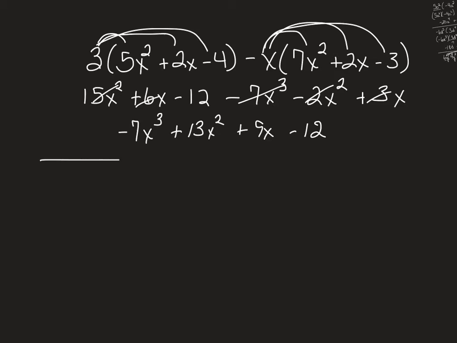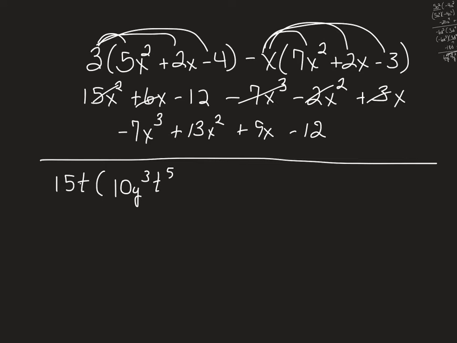Okay, let's do another one, just to be sure that you can see what we're doing here. 15t times 10y cubed t to the fifth plus 5y squared t minus 2y times yt squared plus 4y squared. Few more variables involved here.